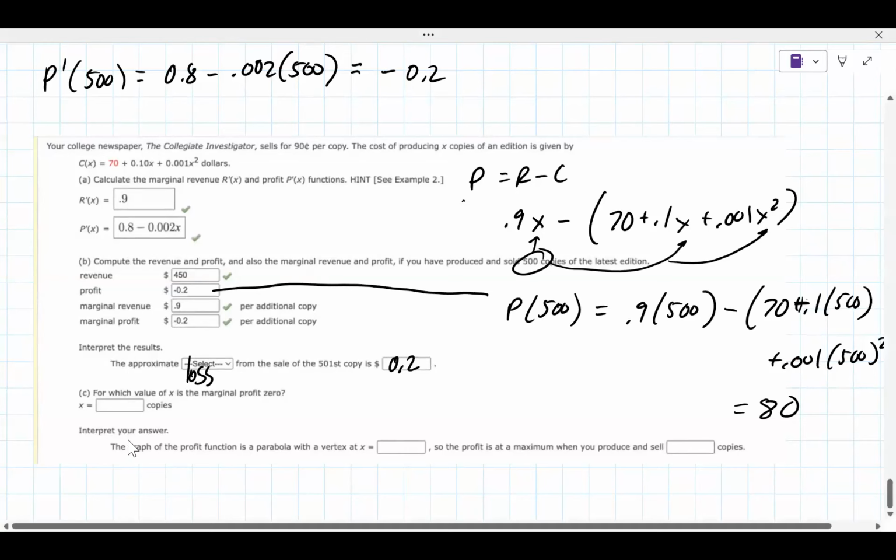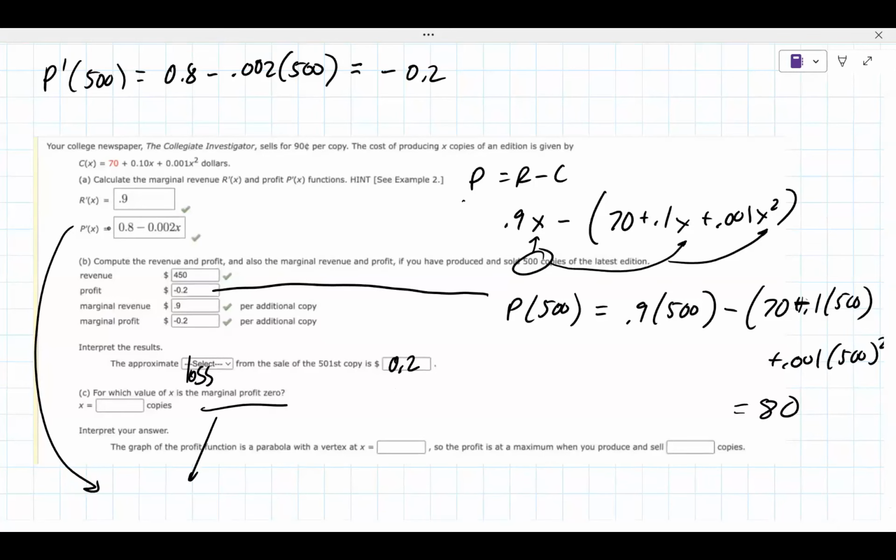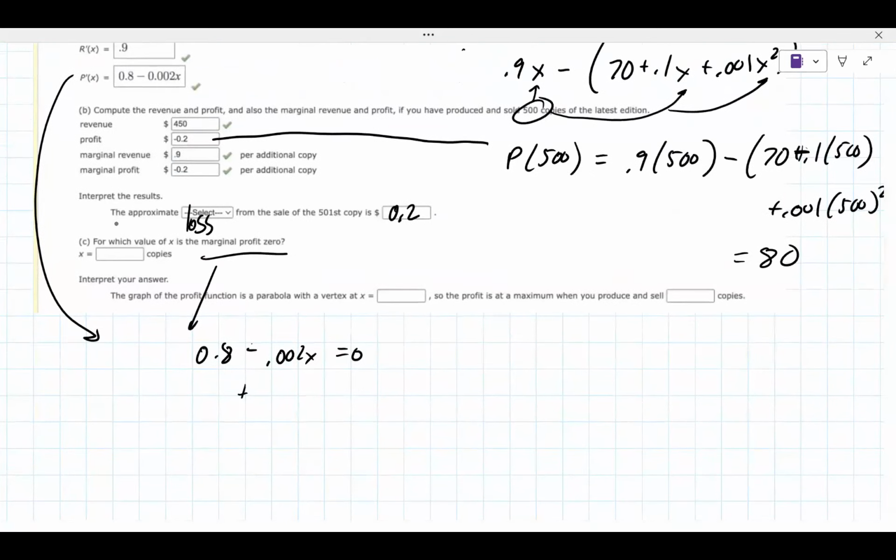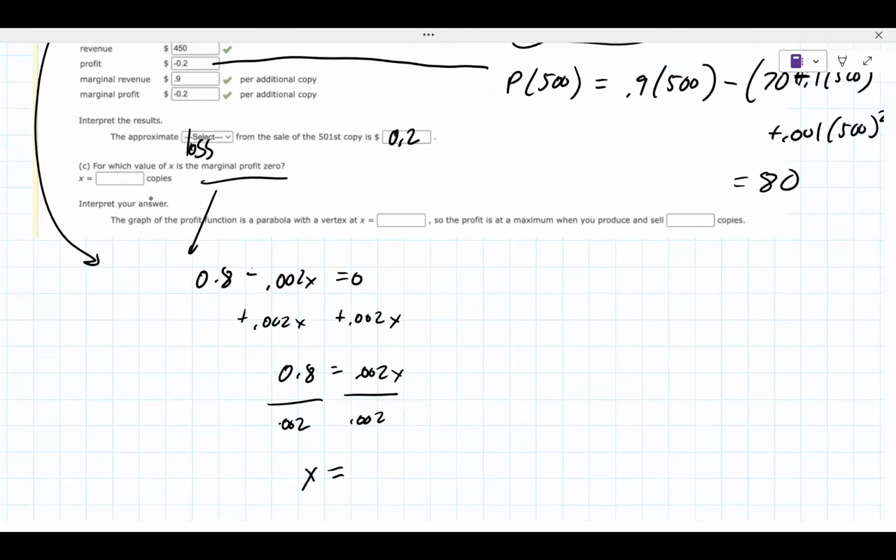To figure out where marginal profit is 0, we're going to set this equation down here equal to 0 and solve for x. So to do that, you add the 0.002x to the other side, divide by 0.002, and x is 400. That's 400 copies.